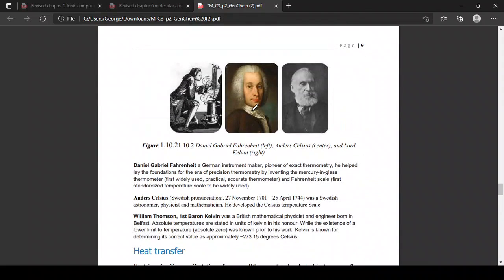Next, you have Daniel Gabriel Fahrenheit. He is a German instrument maker, pioneer of your exact thermometry. He helped lay the foundations for the era of precision thermometry by inventing mercury in glass thermometer. And your Fahrenheit scale, standardization of your temperature scale. So, sino ni siya ang nagpasilitanan? It is Daniel Gabriel Fahrenheit.